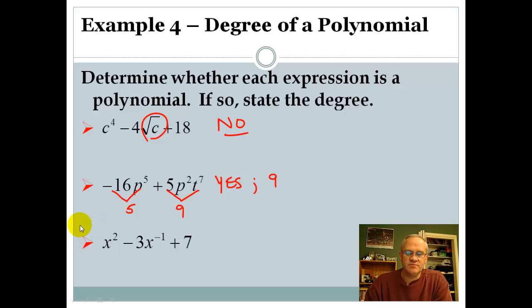And then last one here, is that a polynomial? Look at that, negative 1 exponent. So that is not a polynomial. Okay? So there's a few there with the polynomial.